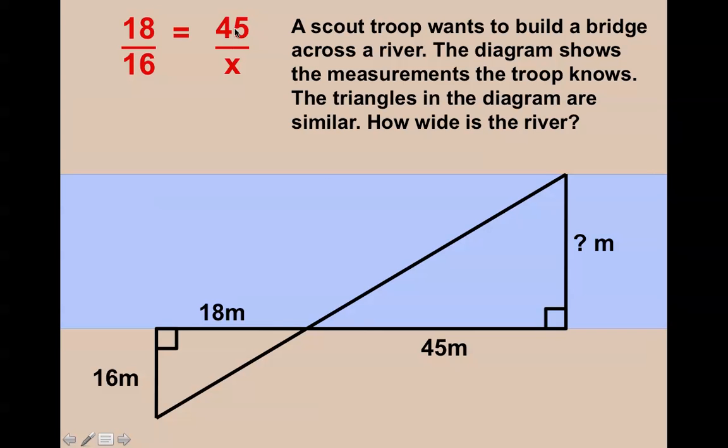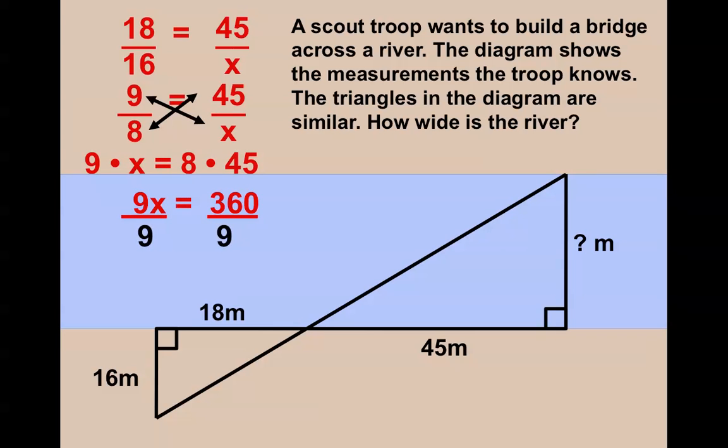How do you handle it now? Cross multiply. Did you notice what I did to make it a little easier? I simplified the 18 over 16 to 9 over 8. When I simplified it, I made it an easier problem. The other thing, did you notice that 9 times 5 would be 45? What's 8 times 5? You got it, 40.